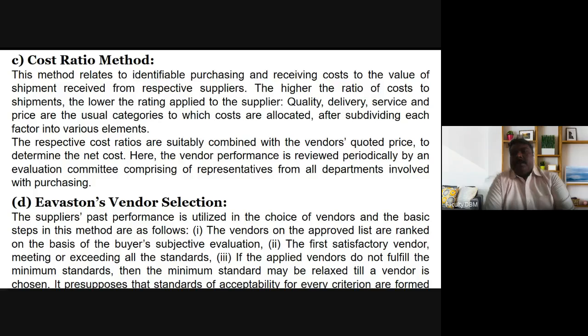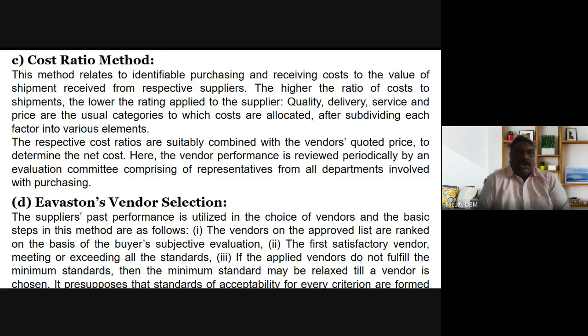And the third one is the cost ratio method. This method relates identifiable purchasing and receiving cost to the value of shipment received from respective suppliers. The higher the ratio of cost to shipment, the lower the rating applied to the supplier. Quality, delivery service, here also the same. Quality, delivery service and price are usual categories to which costs are allocated. After subdividing each factor into various elements, the respective cost ratios are suitably combined with the vendor's quoted price to determine the net cost. Here the vendor performance is reviewed periodically.